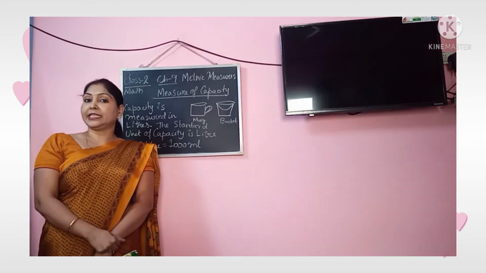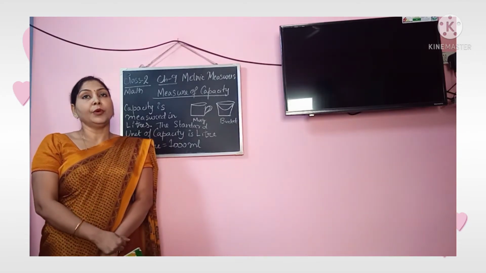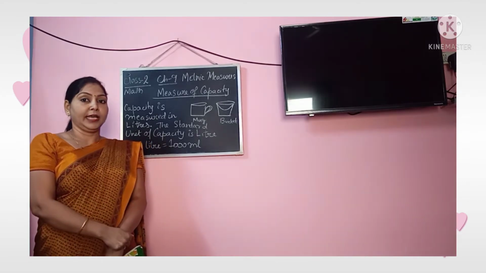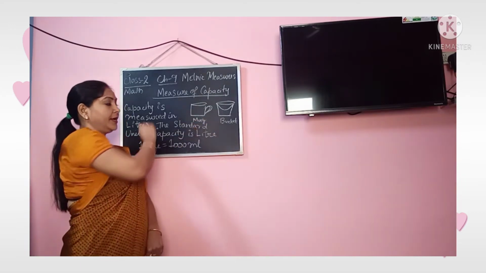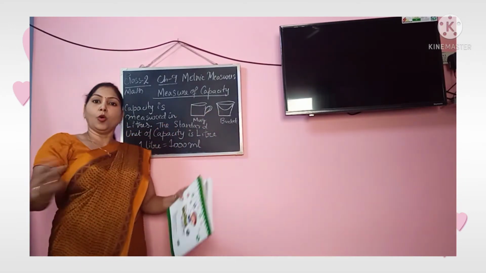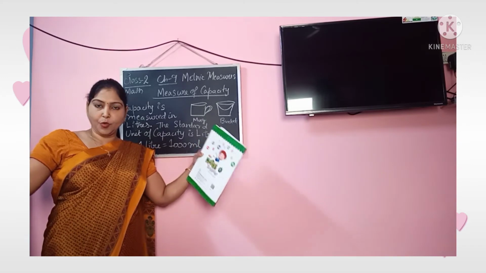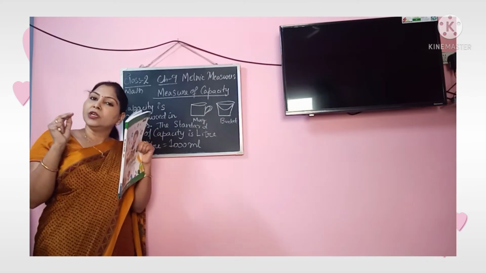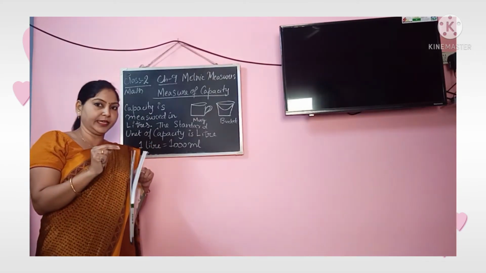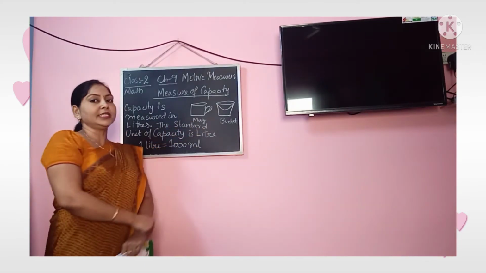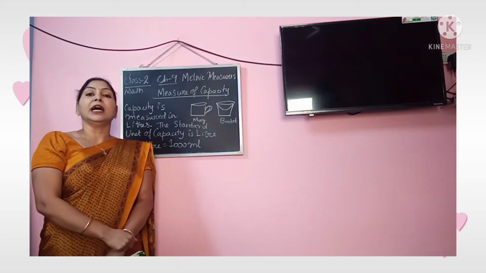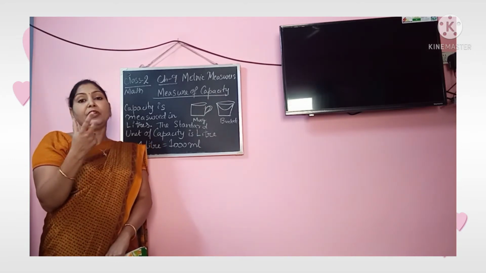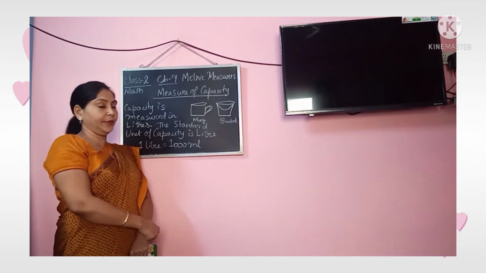As I gave you the example, in which container will the water be more, in the bucket or in the mug? You can see the bucket holds more water because it has more space than the mug, and the mug is small in size, so it will have less space to hold the liquid. So what is capacity? Capacity is the amount of liquid which is held by any container, right?